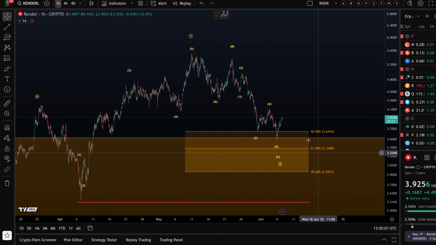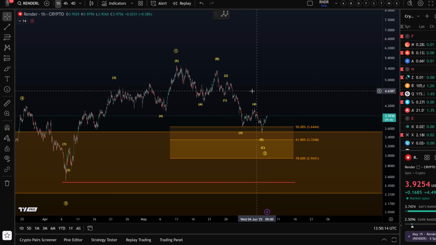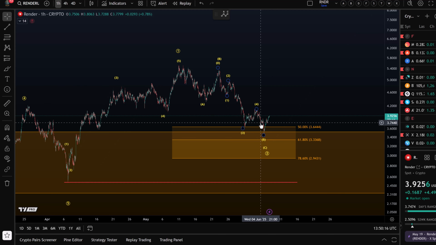So just in case you're wondering where this support area comes from, it's being discussed within our community. However, I wanted to make sure everybody is aware of this 1-2 setup. We have been tracking it, we still are tracking it. I'm starting to lean towards the potential that a low could be in on the Render chart.